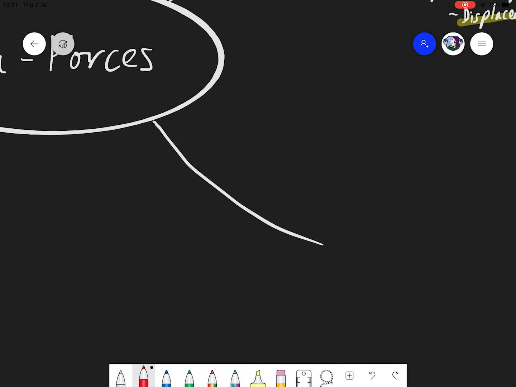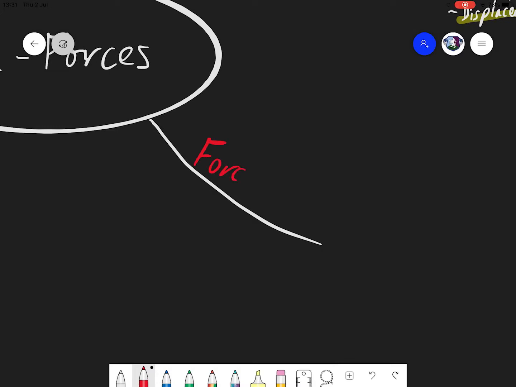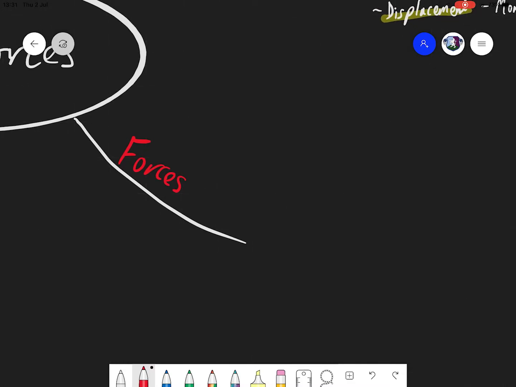Next, we are going to look at the forces themselves. Now, I'm not going to list all the different names associated with forces here, but I would recommend that after you've produced this mind map, you spend some time listing and identifying as many force names as you can, especially if you can add them to a diagram.